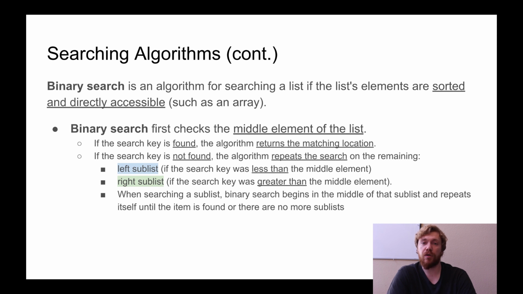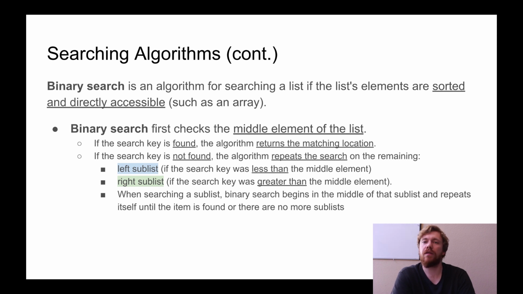And since it's easy to know that, you only need to search one subsection of the remaining array, and this is the efficiency that binary search provides. And we'll look at that in more detail in a second here with a more explicit example. When searching a sublist, binary search begins in the middle of that sublist and repeats itself until the item is found or there is no more sublist.